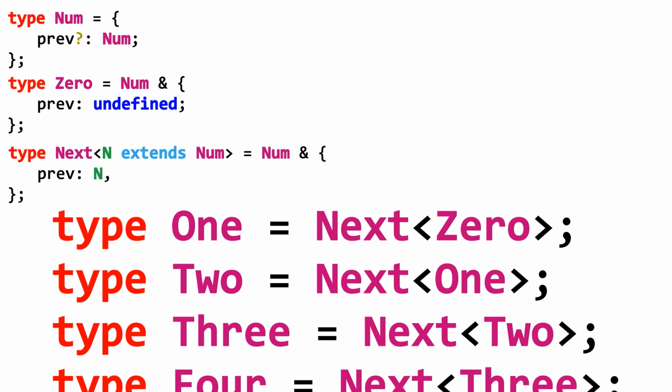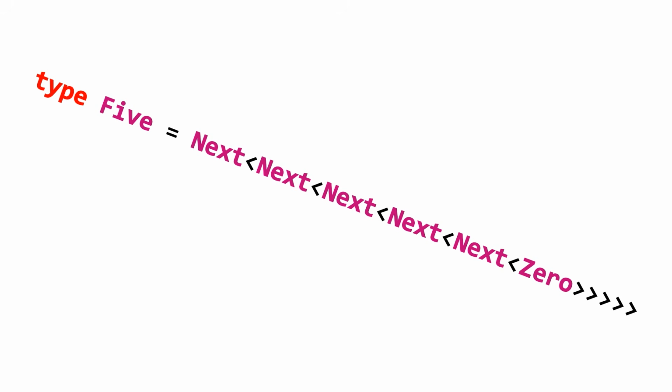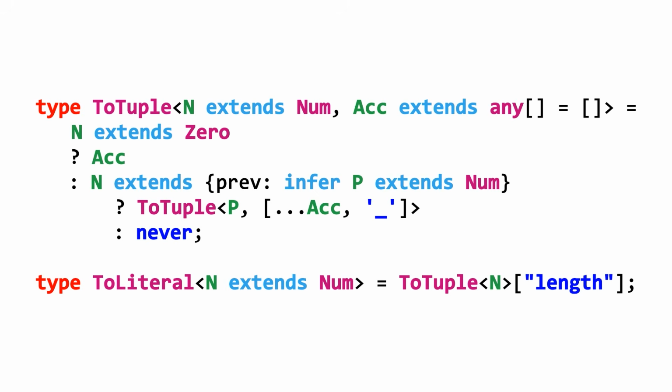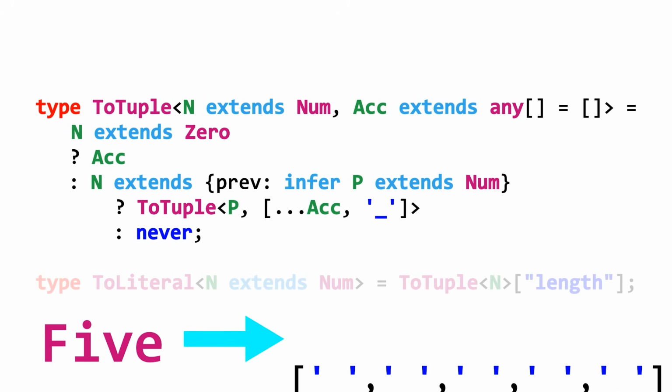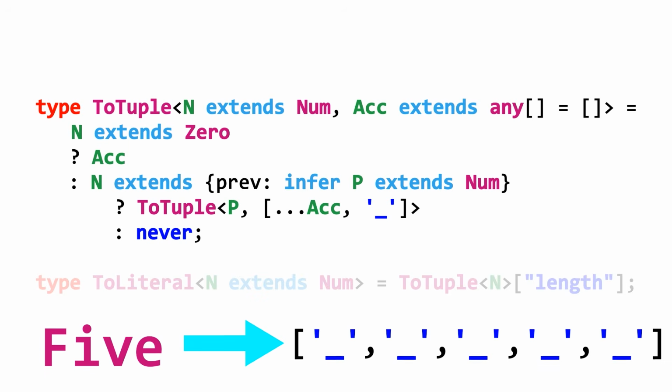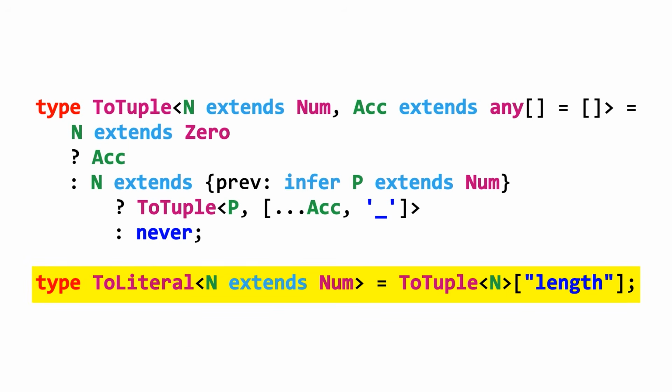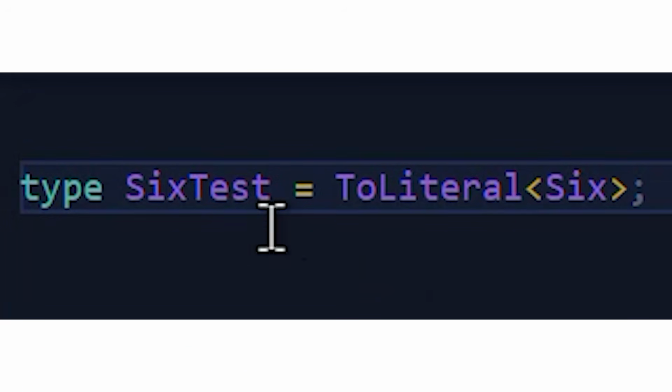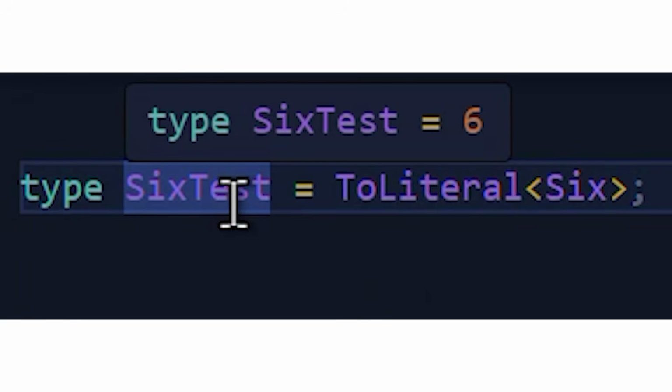Hooray! To convert these into actual readable literals, as opposed to just a long sequence of Next onto 0, we run the number through this, which recursively converts the number into a tuple of underscores by peeling off Next until it's undefined, and then we get the length of that tuple. So now, if we wrap a number with ToLiteral and hover over it in VS Code, we can see the number written as a literal.